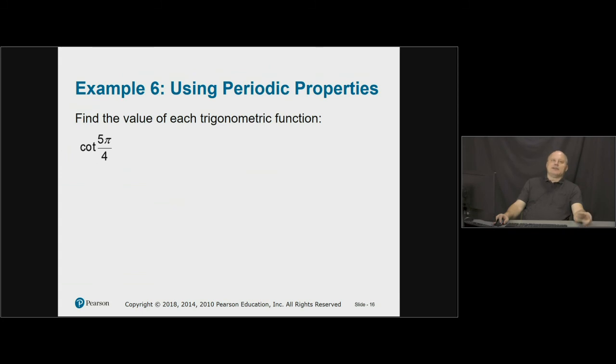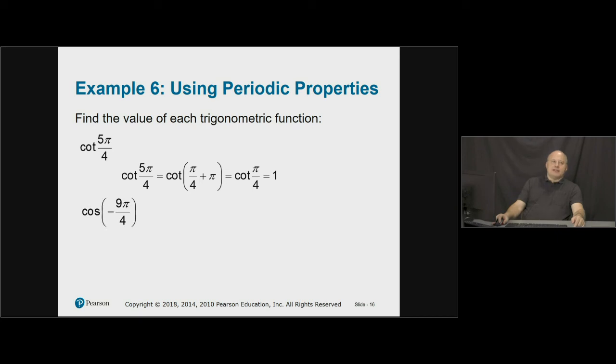All right, so let's use these periodic properties. We're going to evaluate cotangent of 5 pi over 4. Now, if you remember, 5 pi over 4 is the same thing as pi plus pi over 4. But you remember, cotangent's period is just pi. So cotangent of pi over 4 plus pi is the same thing as the cotangent of pi over 4. And the cotangent of pi over 4, remember by the previous slide that we had, is 1.